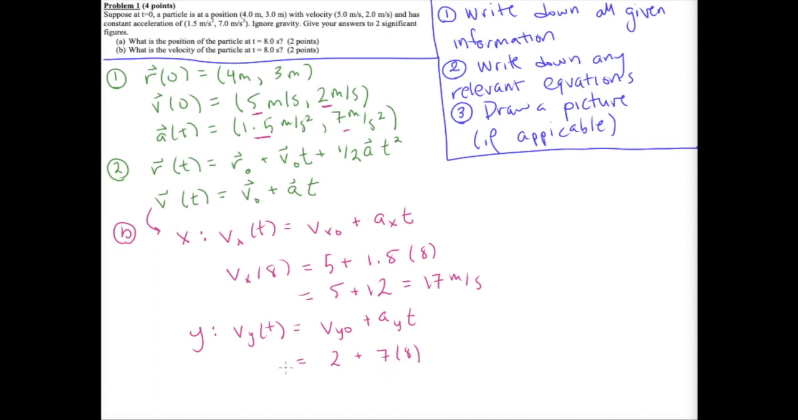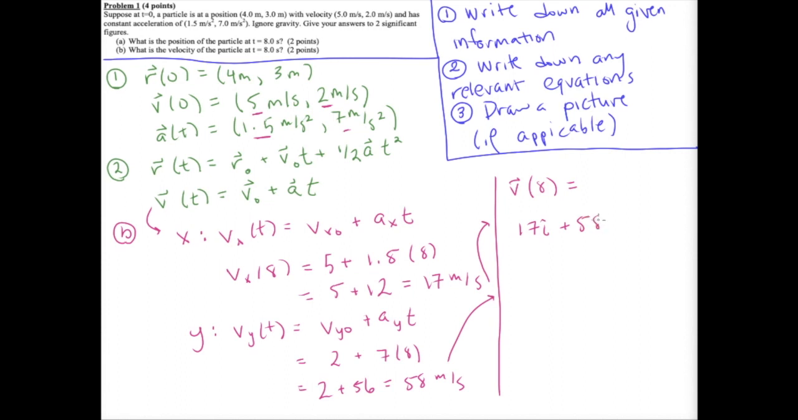All right, for our y velocity, we get 2 plus 7 times 8, which is equal to 58 meters per second. And we're already in two significant figures here for both our x and y directions, so that's nice. That makes things easy for us. And then just writing this in terms of a vector. Again, I'm choosing to use the i and j notation, but you could just write v equals 17, 58. That would also be correct. But I'm writing v of 8 equals 17i plus 58j meters per second. And that is our whole problem.